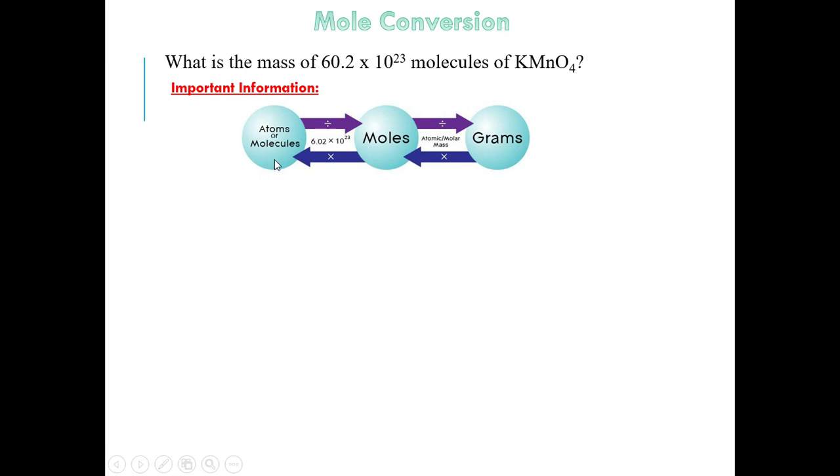So here's our starting point on the left side for this particular problem. Why? Because it gives us molecules, so we got to start with molecules. And then we got to go to moles, and then from moles we got to go to grams because the unit for mass is grams. So this is a two-step problem.